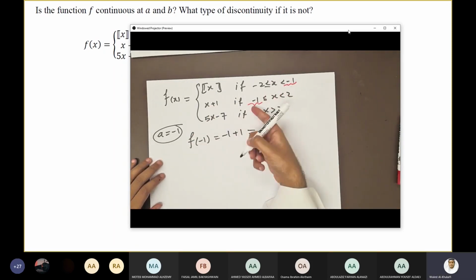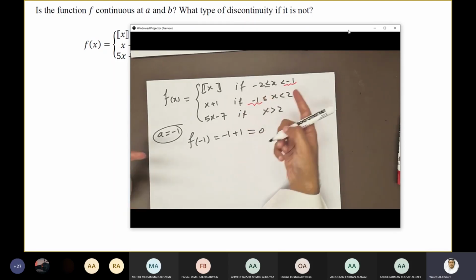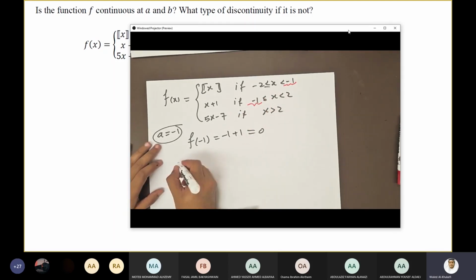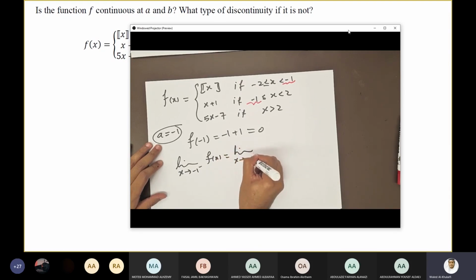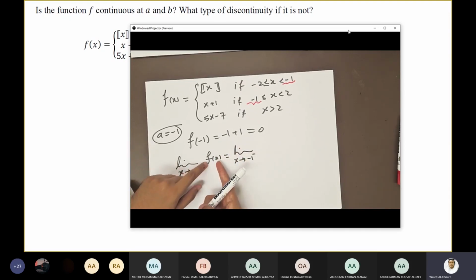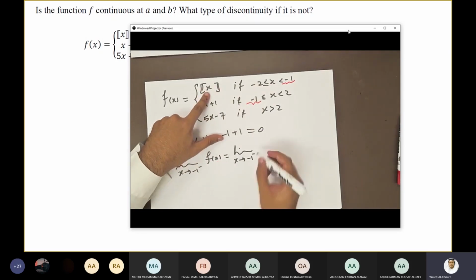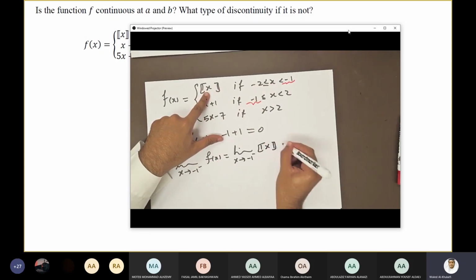Notice this is a piecewise function. That means when I say limit, I have to split it into two limits: limit from the left, limit from the right. So when I take the limit as x approaches -1 from the left of f of x, what will be the definition of the function? I am from the left, so it should be this definition, which is the greatest integer of x.